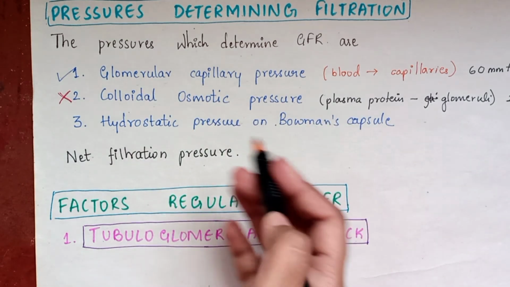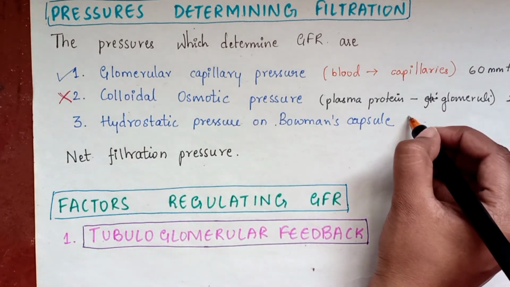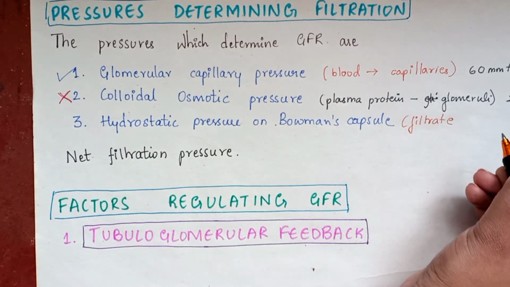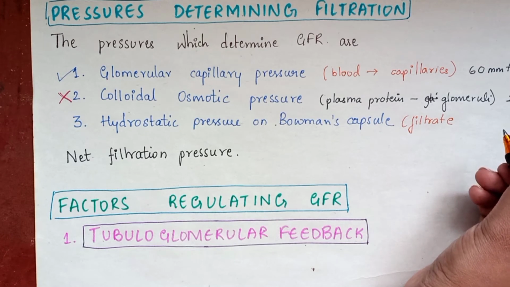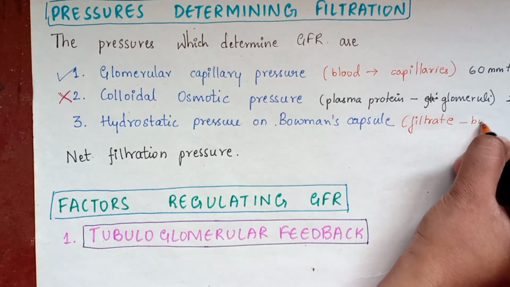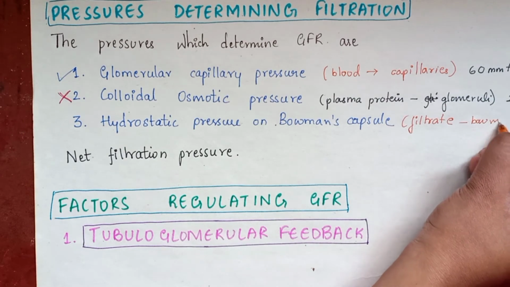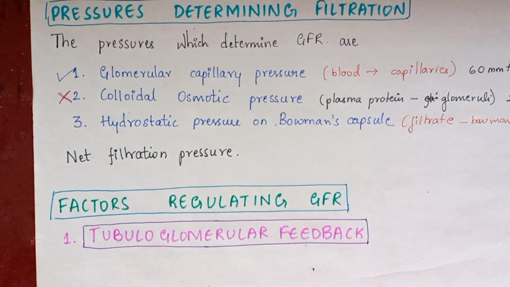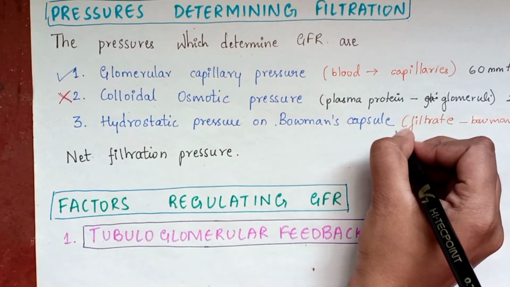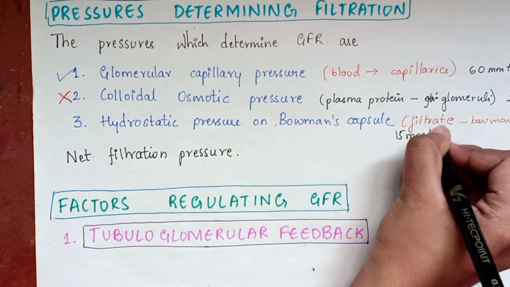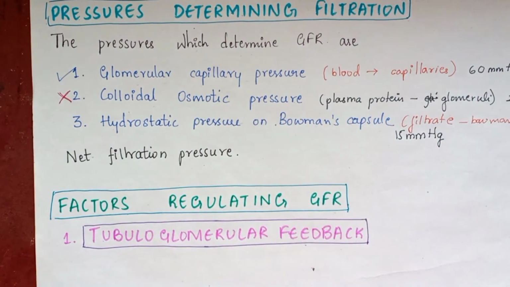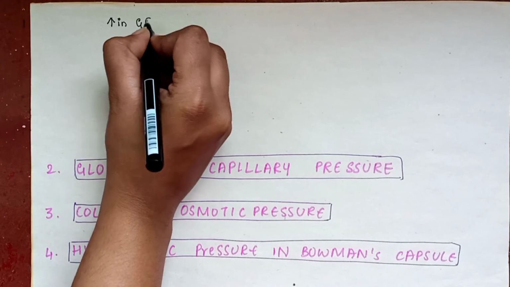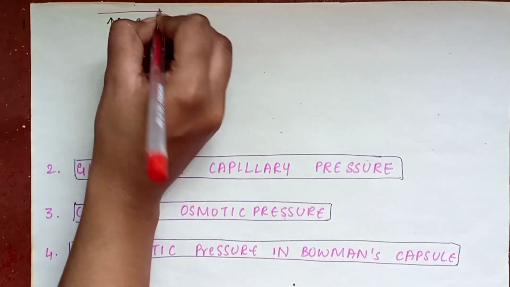The third one is the hydrostatic pressure in Bowman's capsule. It is the pressure exerted by the filtrate on the Bowman's capsule. It is also called the capsular pressure, and it is about 15 mm of Hg, and it also opposes glomerular filtration rate. There are some factors regulating or affecting the GFR.